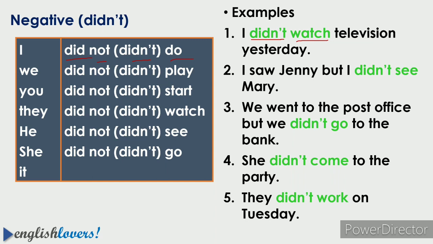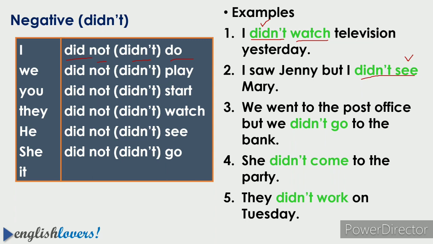So here you use the appropriate form of do, that is did, because it is the past aspect. Then not is there, and then use the verb in the base form, watch. So, didn't watch. The next sentence, I saw Jenny but I didn't see Mary. So here, didn't see: see is the base form, then did is the appropriate form of do. This is a sentence in the past tense, so did is the appropriate form, and then not in contraction, didn't.